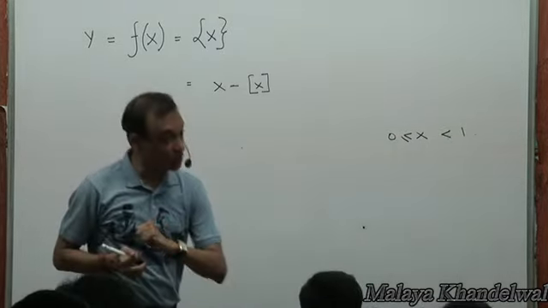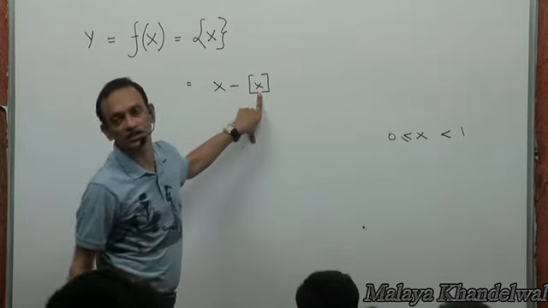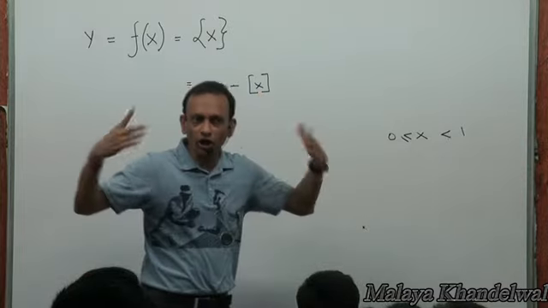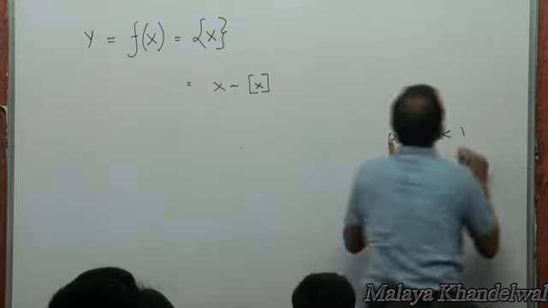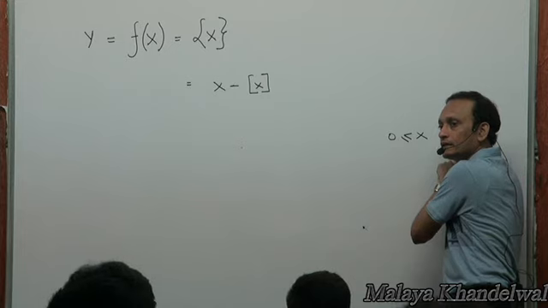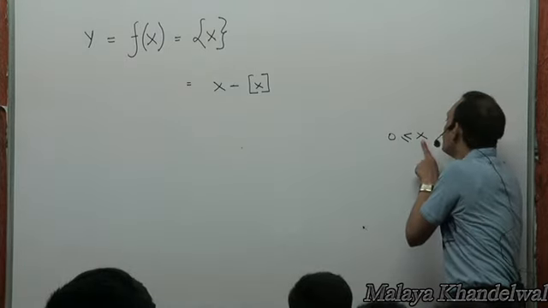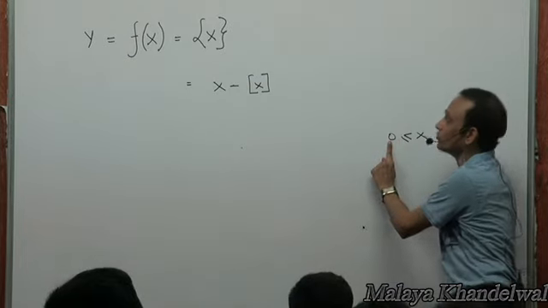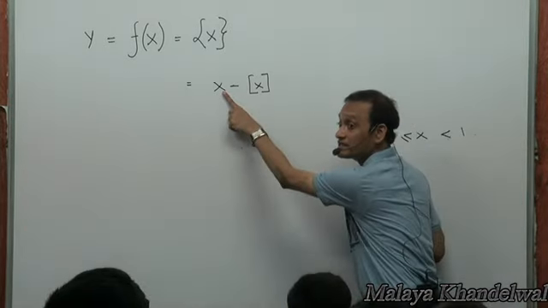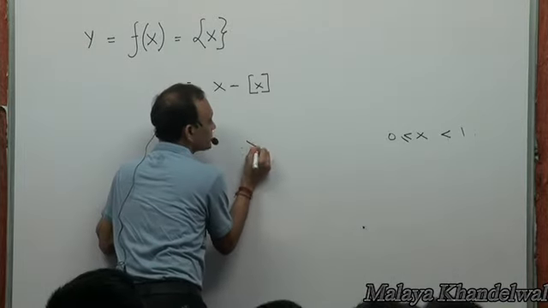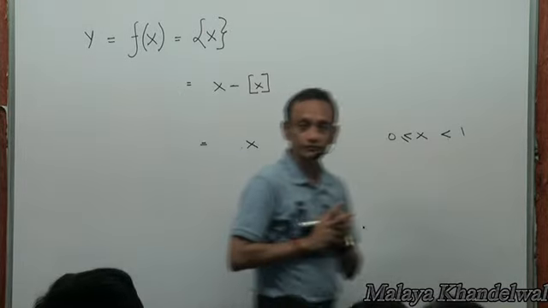When x is greater than or equal to 0 but less than 1, what is box x? 0. Do you recall all of that? When x is anywhere between 0 and 1, to the exclusion of 1, the box of x will always be 0. So the fractional part of x will be x in this interval. So in this interval it's going to be x, right?